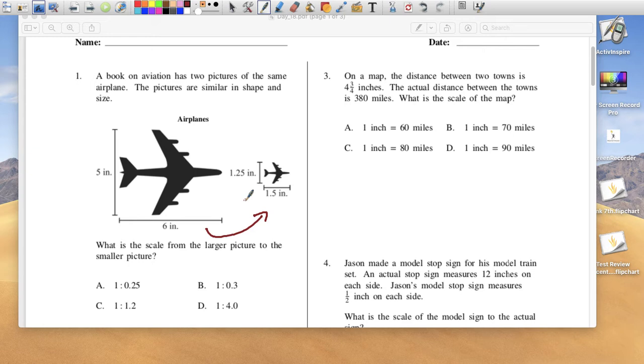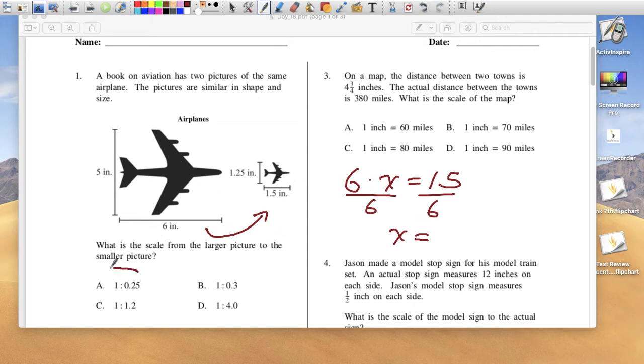I need a calculator. So the scale here, and you can go either way. What's the scale from the larger picture, from big to small? Okay, so from big to small, obviously, it's going to be reduced. So we can set up the equation 6 times something equals 1.5, and then we can divide this by 6 and this by 6. So x is going to be 1.5 divided by 6, and that's going to give us 0.25.